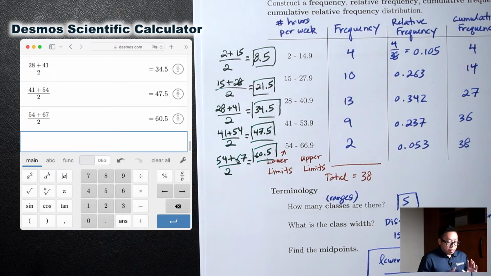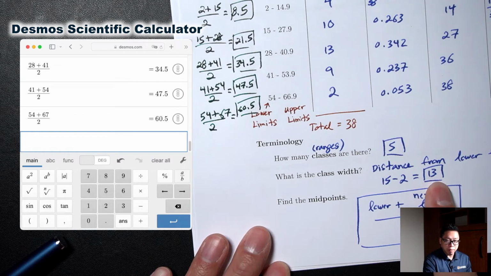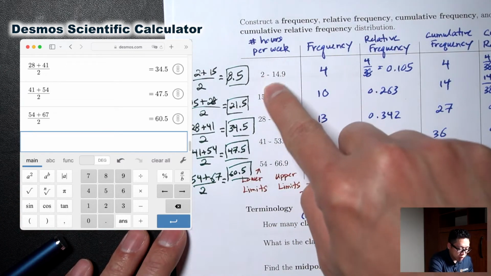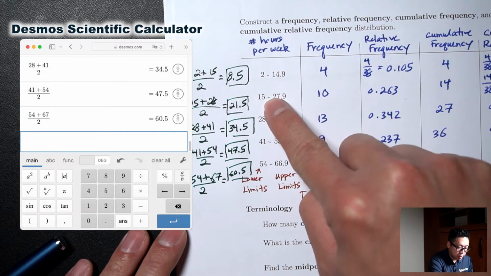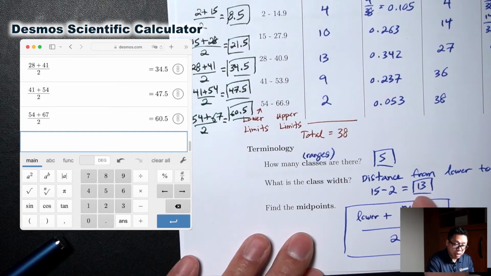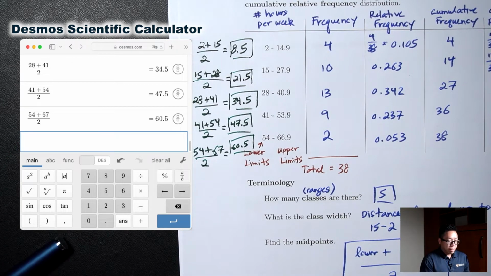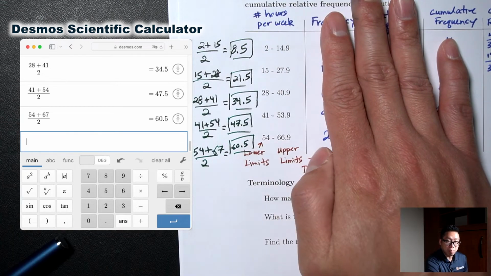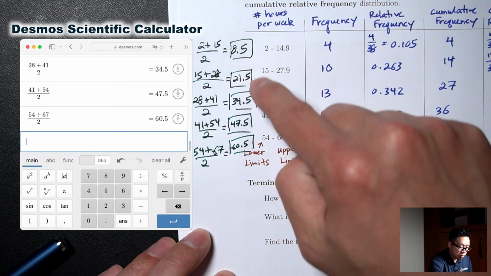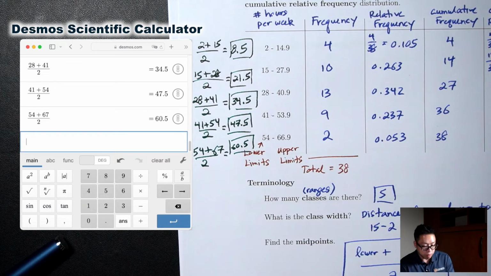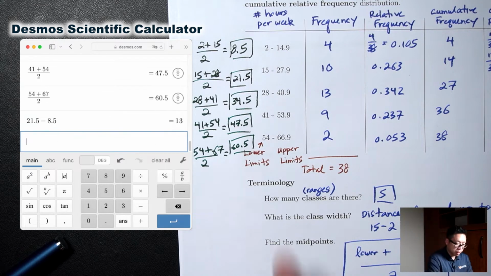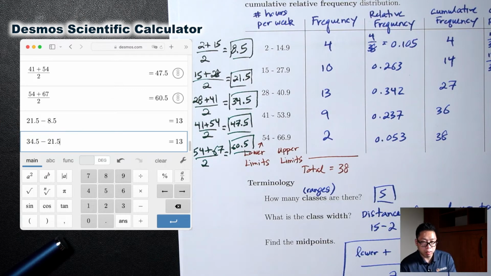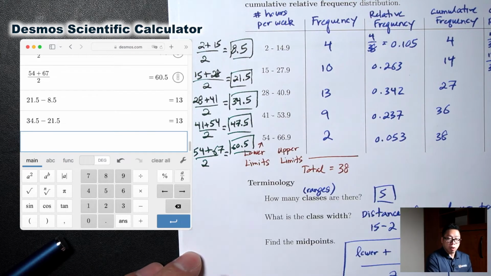Okay, that's one way to do it. Another way to do it is we know the class width, right? Once you know how much each of the lowers are going up by, we know it's going from 2 to 15 is 13, 15 to 28 is 13. That's the class width. Once you know the class width, everything on this side is going to go up by 13 also. So notice that 8.5 to 21.5, if I subtract those, 21.5 minus 8.5, 13. If I subtract 34.5 minus 21.5, it's 13. The midpoints are also going up by 13.